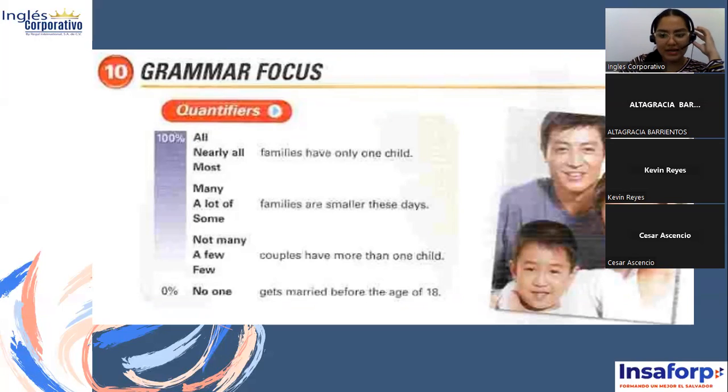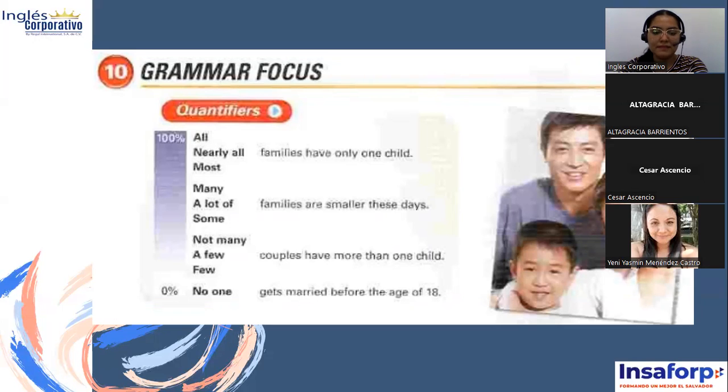Sí, miss. ¿Cuál es, César? Todos. All. Oh my goodness. Ah, ajá. Many es cuántos, ajá. Muy bien. A lot of es mucho. Mucho de algo. Y some, no, es diferente. Some es algo, o algunos. Algunos, muy bien, ajá.